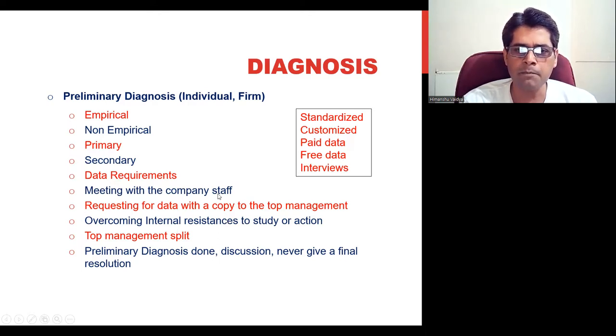Whenever we request data from any company staffer, usually mark a copy to the top management. Without that, often you don't get data on time. Occasionally, we also have to overcome internal resistances from the company to any study or action. These internal resistances may be just out of generic resistance to change, or because somebody's self-interest is getting hurt, or because somebody is not being included and heard.